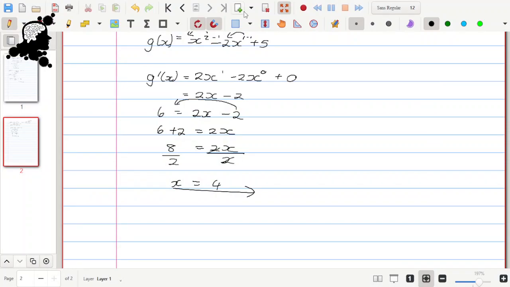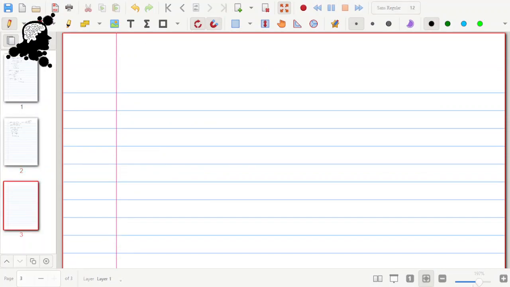Let's start by getting up a new sheet of paper here. Our equation is f of x equals negative 4x cubed minus 2x squared. We are told that we need to find this at x equals negative 1. The first thing we need to do is find the gradient of the tangent. So, we need to find the first derivative.